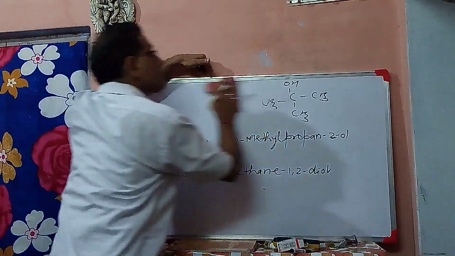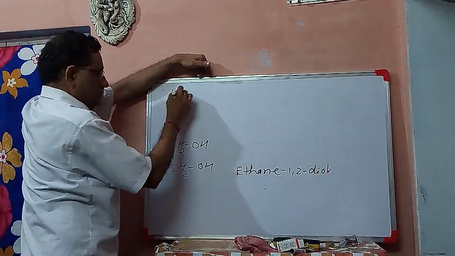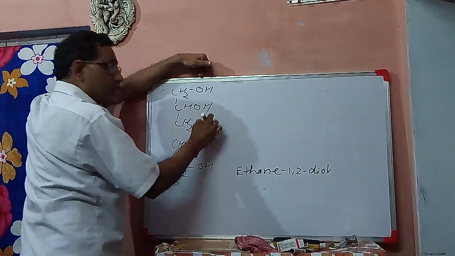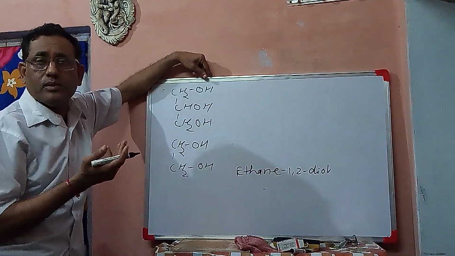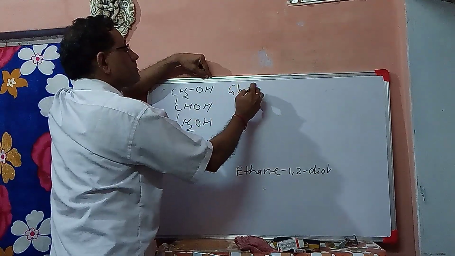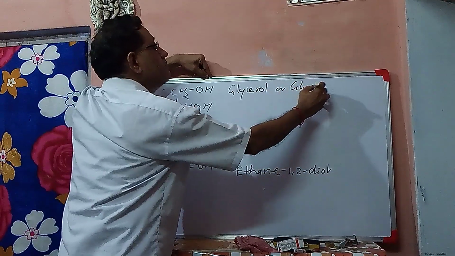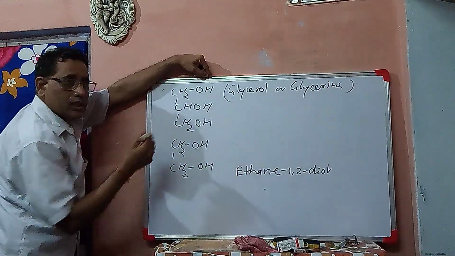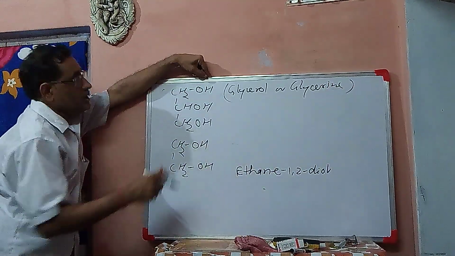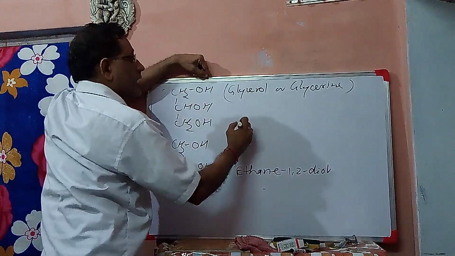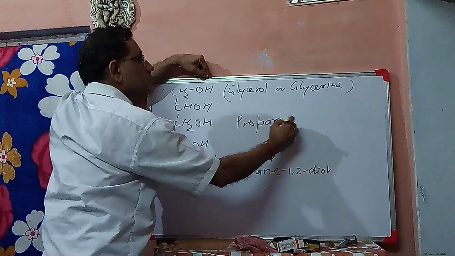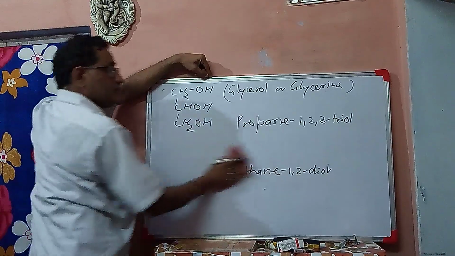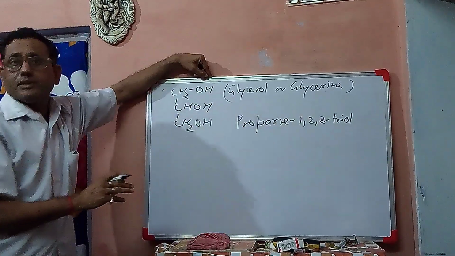Another example is taken. This is CH2OH, CHOH, CH2OH. You know what the common name of this compound is? It's called glycerol or glycerine. What will be the IUPAC name? The 1, 2, 3. 3 carbon atoms are present in the long chain and OH is present on each carbon. So the name will be propane-1,2,3-triol. Clear? This is the IUPAC naming of alcohols.